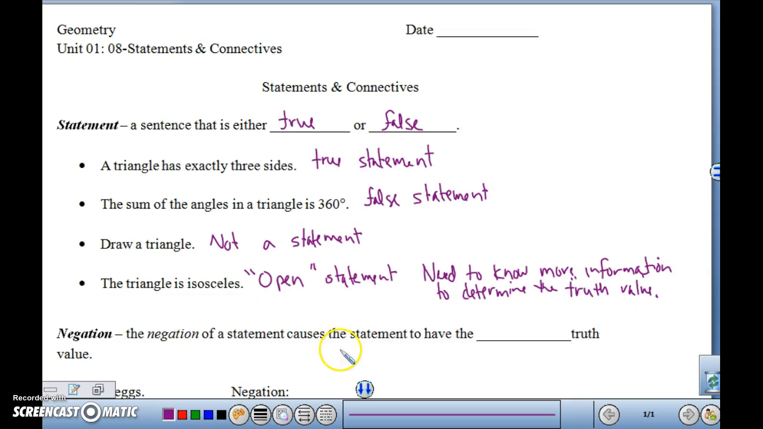Now, this might be true. If I said the triangle is isosceles when it has 2 sides congruent, that would be a true statement. However, if I said the triangle is isosceles when all 3 sides are congruent, that would be a false statement because it's not true. That would be an equilateral triangle. So, in order to be a statement, you have to be able to immediately look at that statement and say, I know this is true or I know this is false.